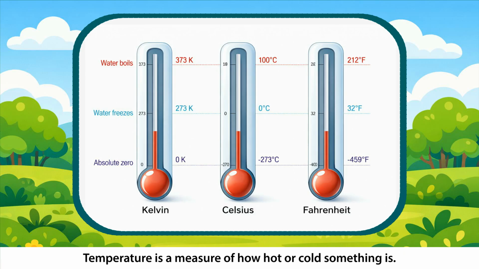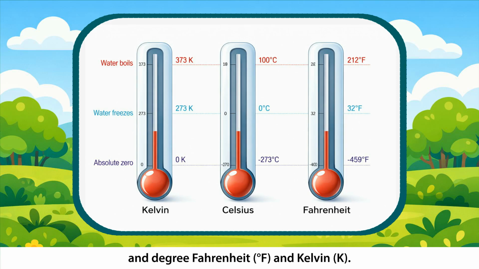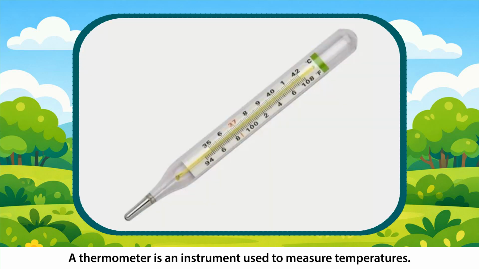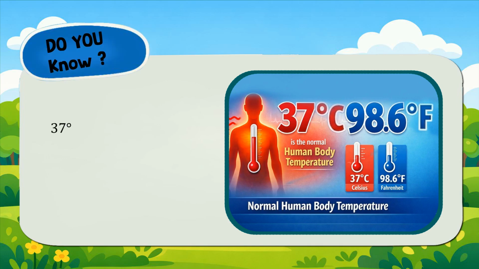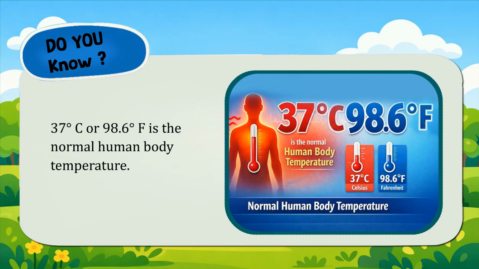Temperature. Temperature is a measure of how hot or cold something is. The units used to measure temperature are degree Celsius, degree Fahrenheit and Kelvin, K. A thermometer is an instrument used to measure temperatures. Do you know, 37 degrees Celsius or 98.6 degrees Fahrenheit is the normal human body temperature?